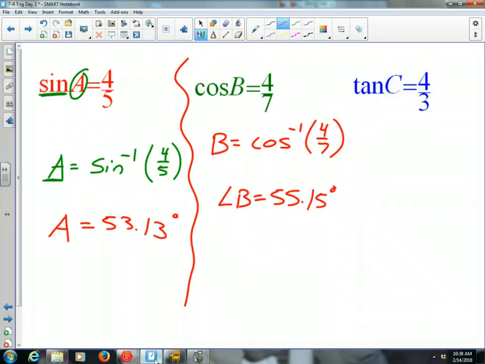You guys pause the video, please, and try to do angle C all on your own. After you tried this, you did the inverse tangent of 4/3, and when you did that, you got 53.13 degrees.